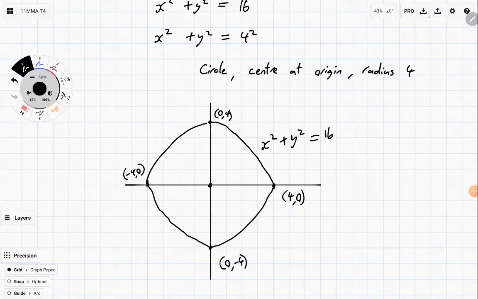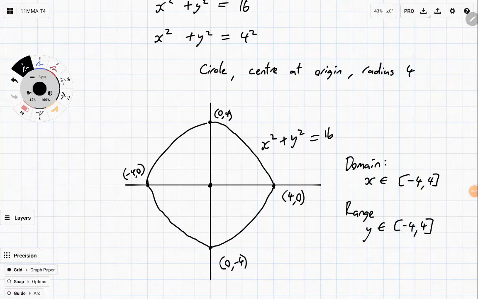Now, interesting points, we can talk about domain and range. For the domain of this function, well, it's certainly not infinite. We've got x has to be between negative 4 and 4. While for the range, y has to be within negative 4 to 4. Notice this function does not go off into infinity in any direction. It is limited to just a circle of radius 4. So that's as far as it can go. So x is from negative 4 to 4, while y is from negative 4 to 4 as well.